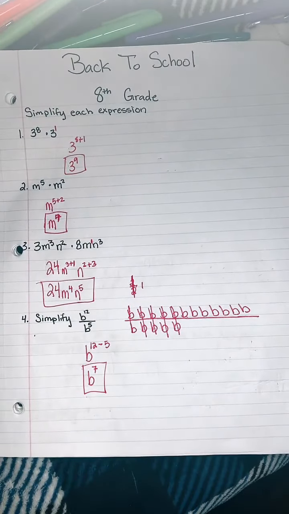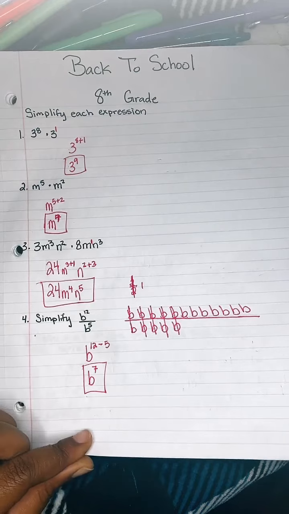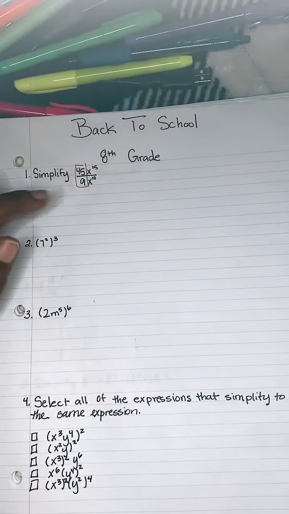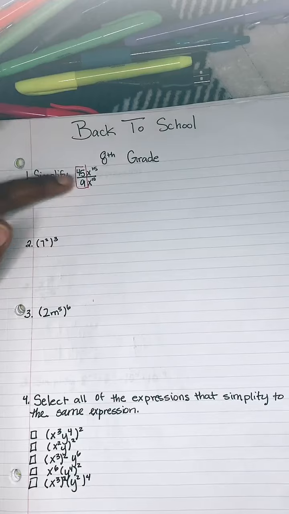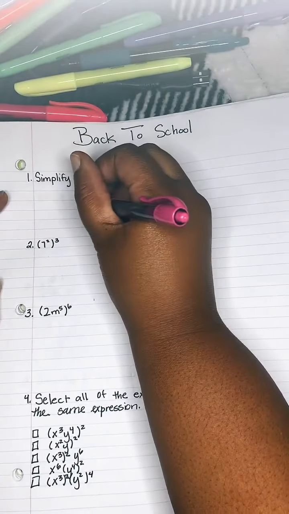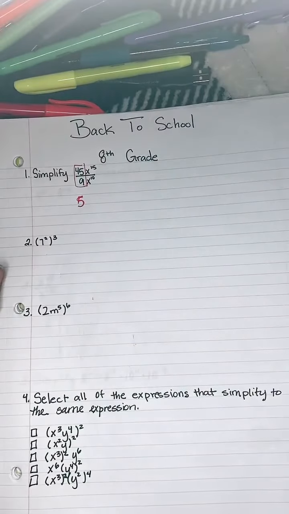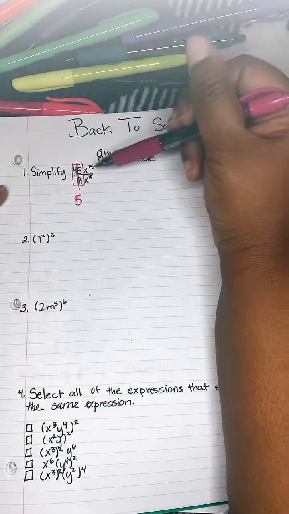Good. So people are saying 5. Some people are saying 9. I'm seeing a lot of 5s. Okay. So how do we look at this? 45 divided by 9. 45 divided by 9 is a 5. Now that we took care of that, we can cross that out.